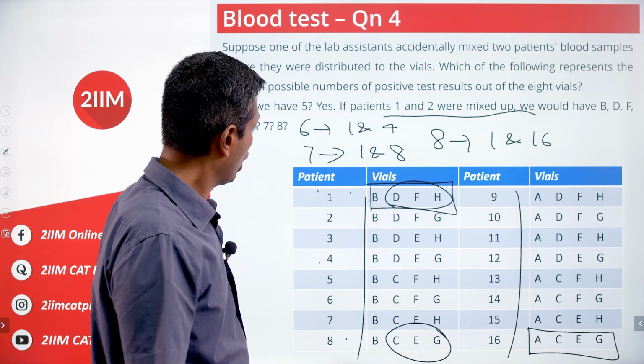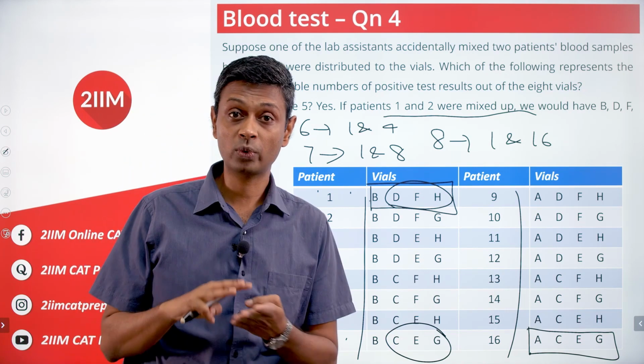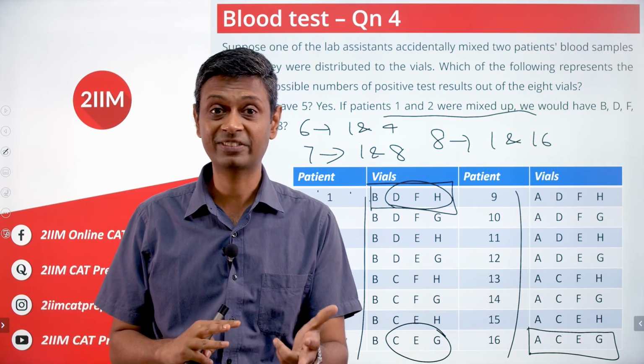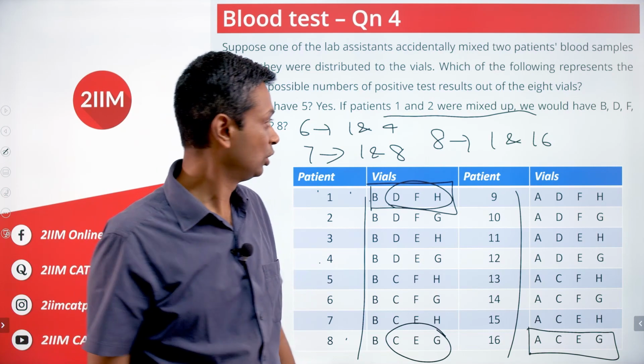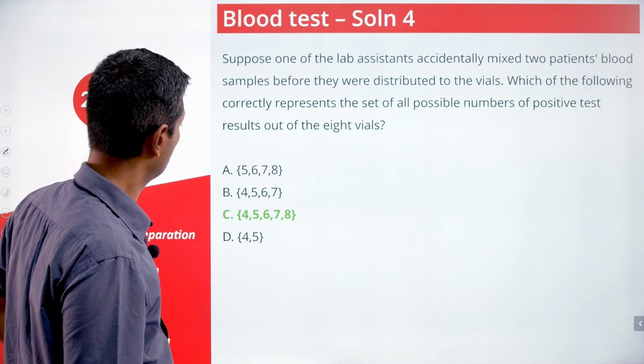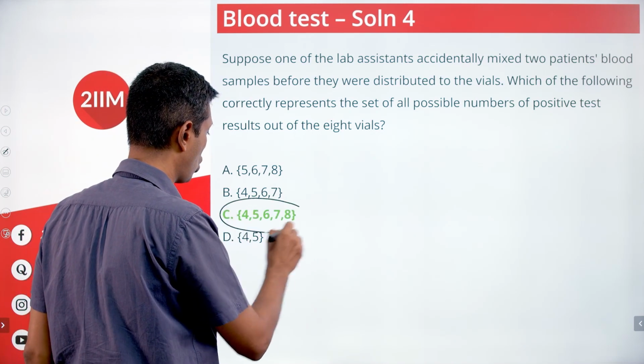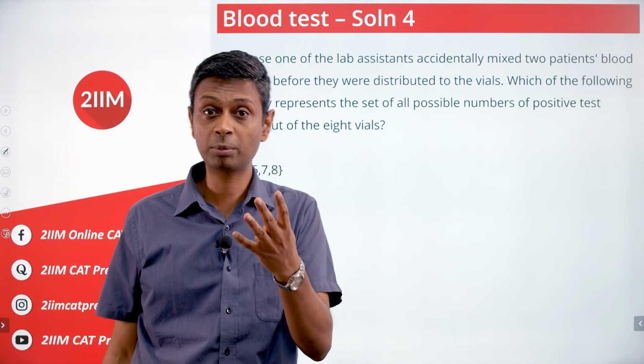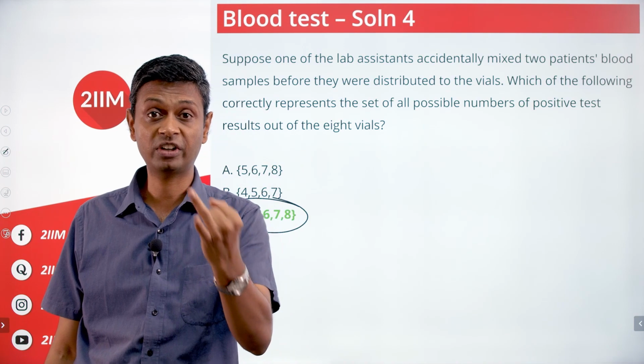That means, depending on the situation, we could have 4 vials testing positive, 5, 6, 7, 8. All of these are possible. So the number of vials that could test positive could be 4, 5, 6, 7, and 8. All 5 possibilities exist.